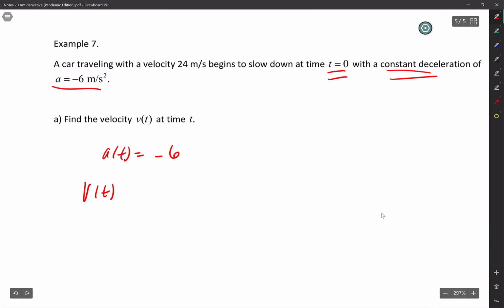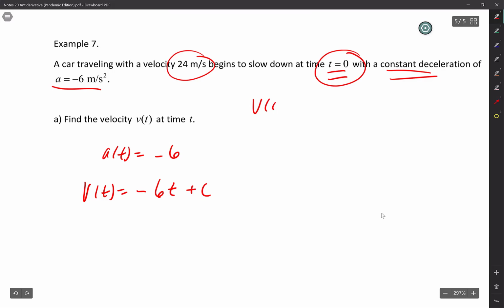v of t, what's the antiderivative of -6? Well, instead of x, we're going to say what letter? I guess that looks like an x too, right? And then don't just say that. What else do I got to put? Plus c. But here's what I know at 0, at that moment.